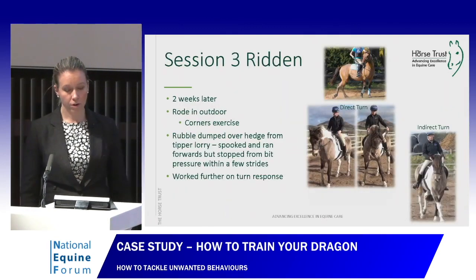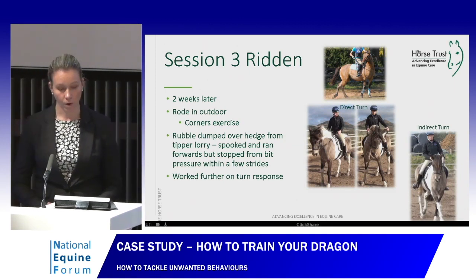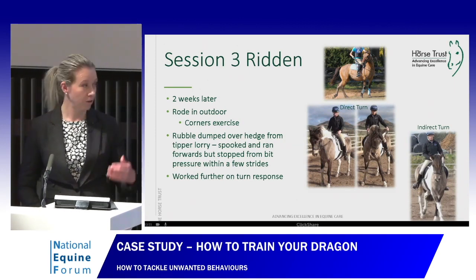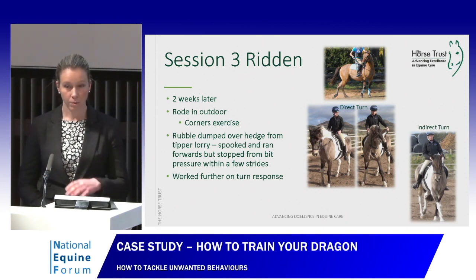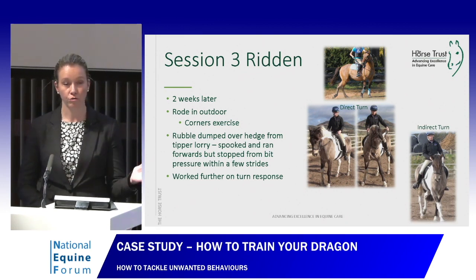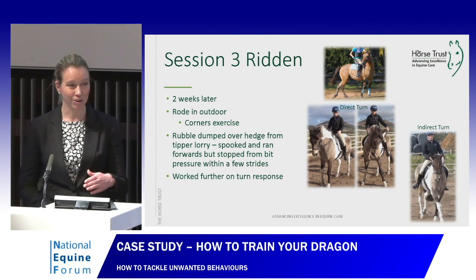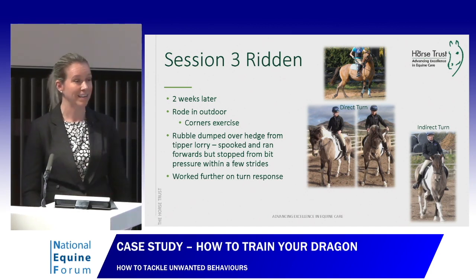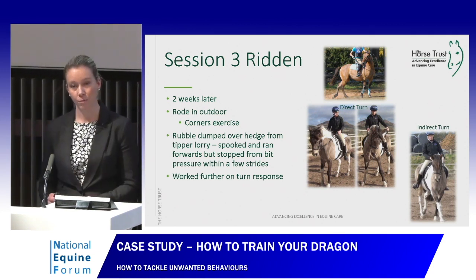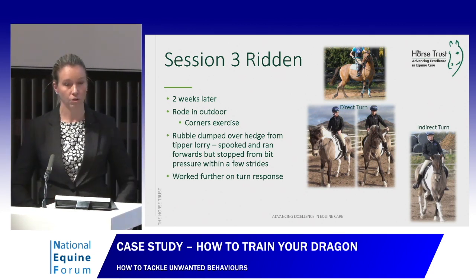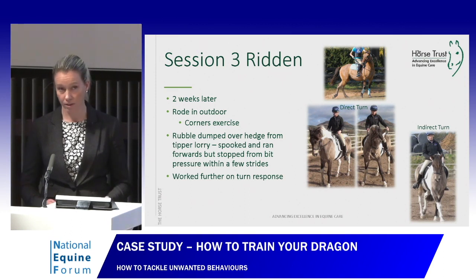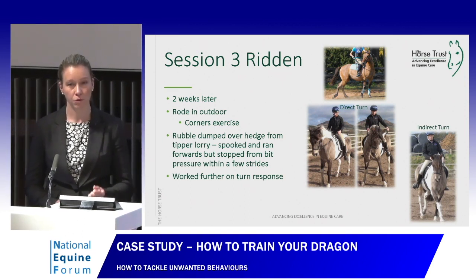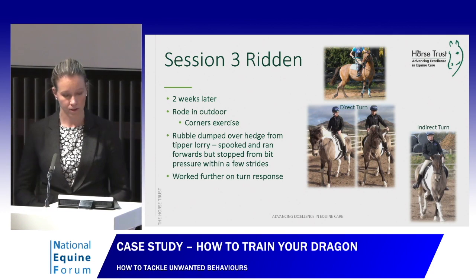Two weeks later, we rode him in the outdoor arena. What was really nice was we couldn't see because there was a big hedge there at the time, but we knew there was some building work going on before, and a truck tipped rubble onto the ground when Hannah was riding him. And he did shoot forwards, and she pulled on the reins, and he stopped. And that's why rein pressure is really important. It always has to go to the seat afterwards, and the voice if that's what you want, but the reins have to work because that's what you use in an emergency.